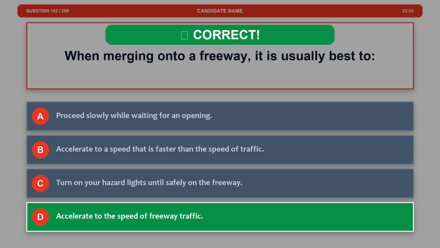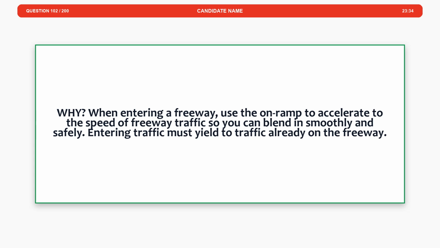The correct answer is option D, accelerate to the speed of freeway traffic. Explanation. When entering a freeway, use the on-ramp to accelerate to the speed of freeway traffic so you can blend in smoothly and safely. Entering traffic must yield to traffic already on the freeway.